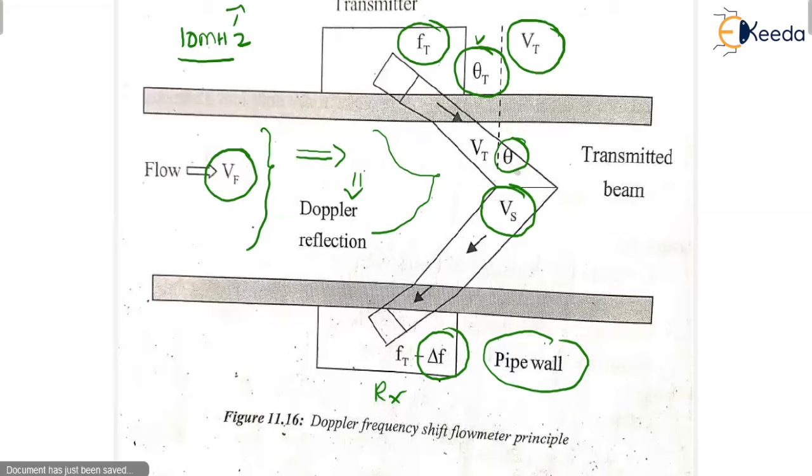These are all the parameters. I'm sending a signal of frequency over here. Because of the suspended particles of this particular liquid, there is a change in the frequency, and this is measured by the Doppler frequency shift flow meter, my dear students.